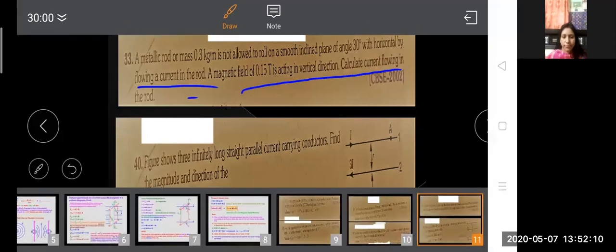Now next question is, a metallic rod of mass 0.3 kilogram per meter is not allowed to roll on a smooth inclined plane of angle 30 degrees with the horizontal by flowing a current in the rod. A magnetic field of 0.15 Tesla is acting in the vertical direction. Calculate the current flowing in the rod. Clear? So try to solve this question by yourselves. Okay.